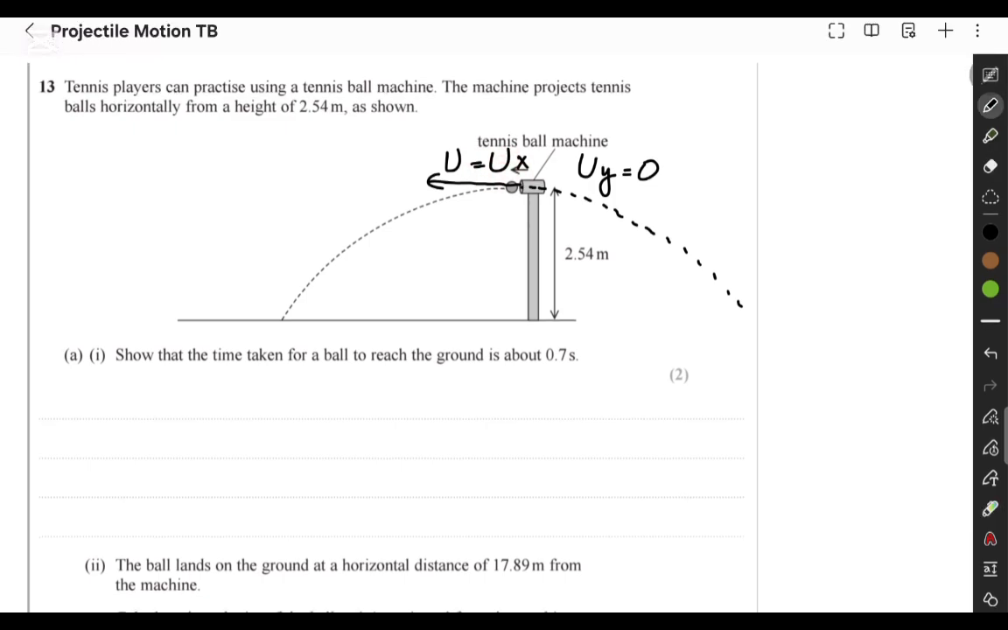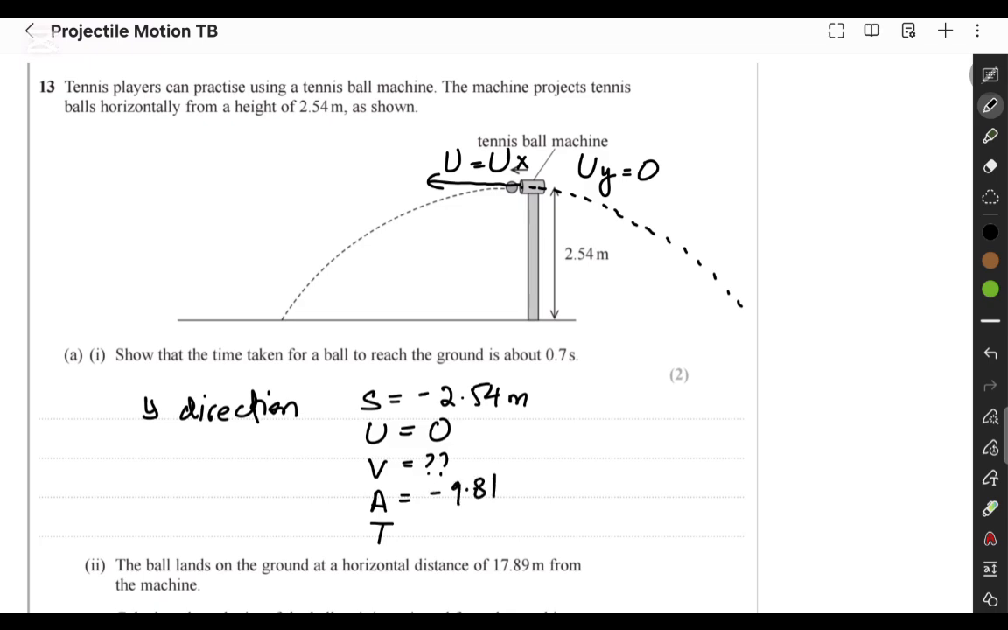So now we can use the equations in the y direction, SUVAT. S we know is going to be minus 2.54 meters. I'm going to explain how we get that in a bit. Then u we know is going to be 0 in the y direction initially. v we do not know, acceleration due to gravity is minus 9.81, and time is the question mark.